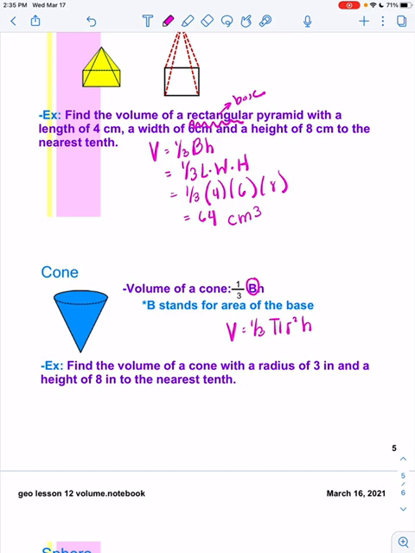So let's quickly plug in 1/3 times pi times 3 squared times 8. Okay, so I'll leave it in terms of pi first. So 3 squared is 9 times 8 times 1/3. Gives us 24 pi, and now I'm going to put that in my calculator to get an approximate answer of 75.4. Did they give me units? Yes, inches cubed. Okay, so again, how did I get the 75.4? I just put 24 times pi in my calculator.